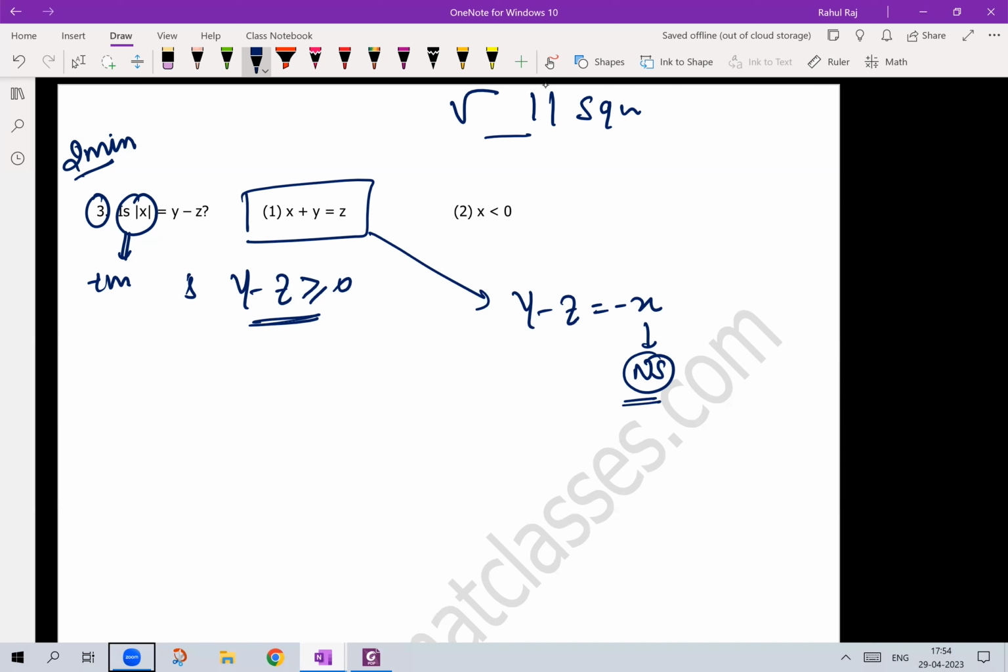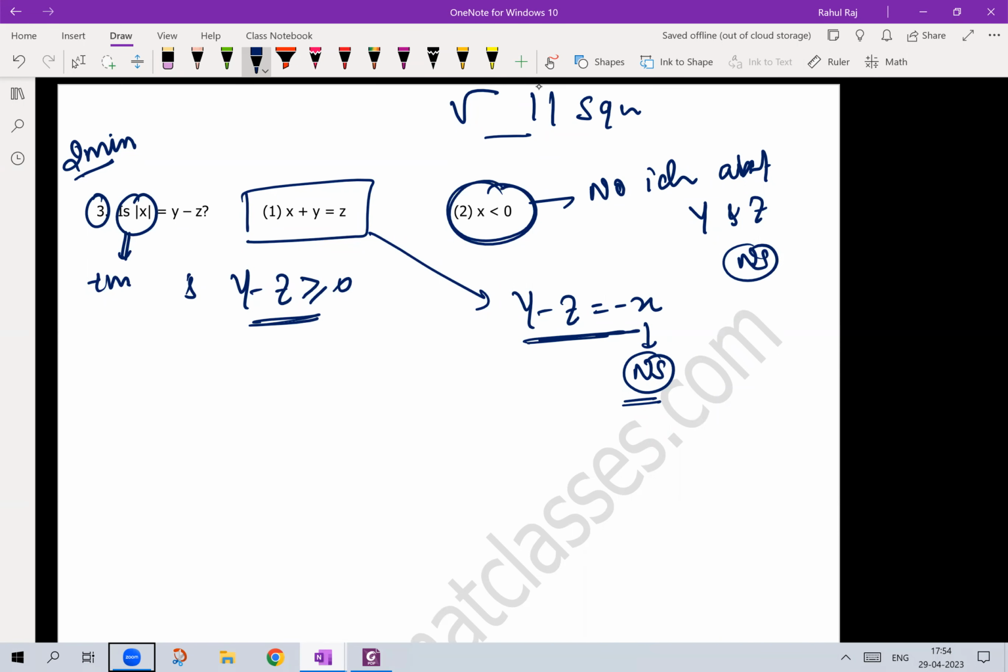Any doubt? Option 2: x less than 0, I have no idea about y and z. So I can say not sufficient. If I combine both, y minus z is equal to negative x. From option number 2, I know that x is less than 0. Can I say 100% sure that y minus z is a positive element now? So prove C.